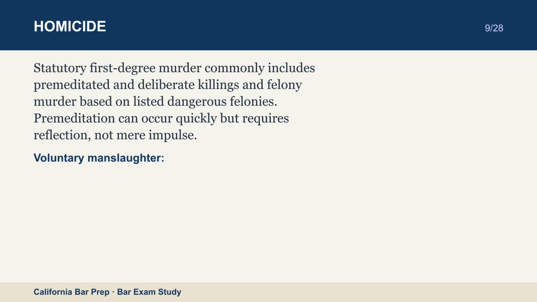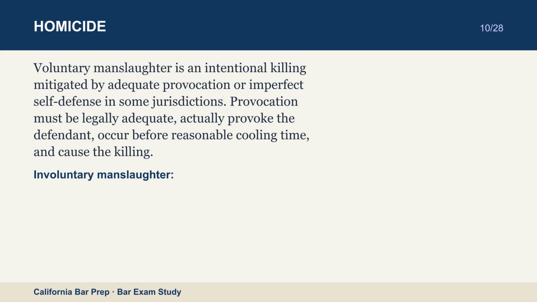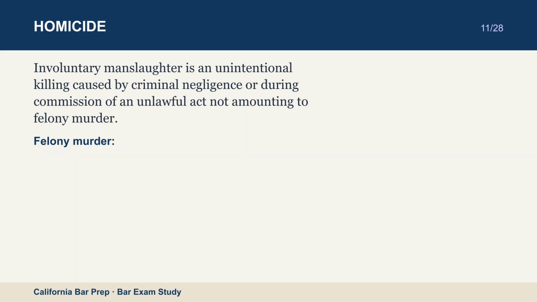Voluntary manslaughter. Voluntary manslaughter is an intentional killing mitigated by adequate provocation or imperfect self-defense in some jurisdictions. Provocation must be legally adequate, actually provoke the defendant, occur before reasonable cooling time, and cause the killing. Involuntary manslaughter. Involuntary manslaughter is an unintentional killing caused by criminal negligence or during commission of an unlawful act not amounting to felony murder.